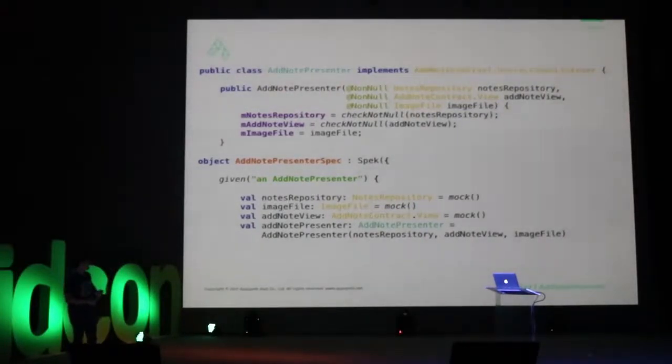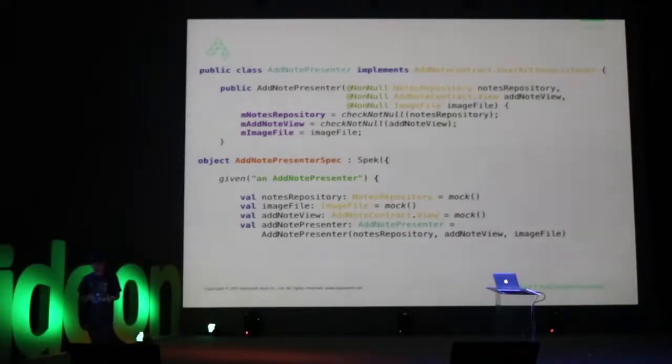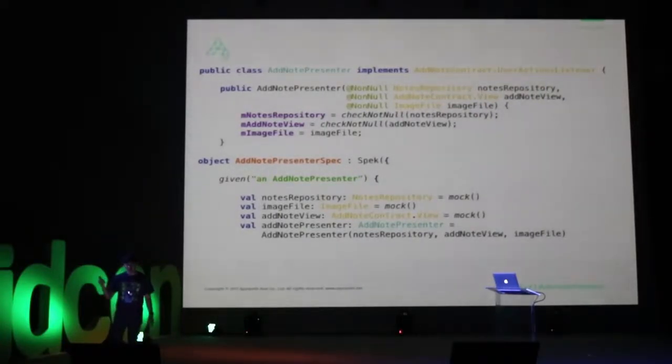Since this is a unit test, you want to test just a single class, so all the dependencies, we're going to mock them. And this is Mockito Kotlin. Mockito Kotlin allows you to write Mockito code, which is used to mock objects, in Kotlin idiomatic style. Now, we mock all the dependencies, we create our add node presenter.